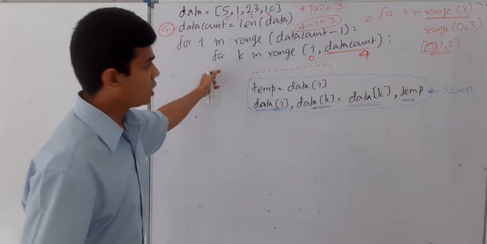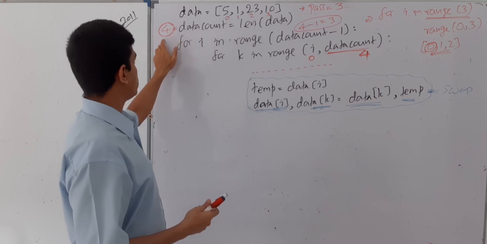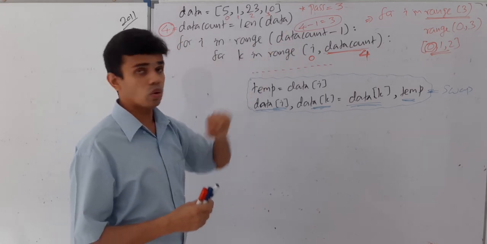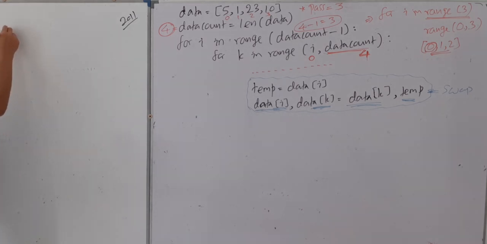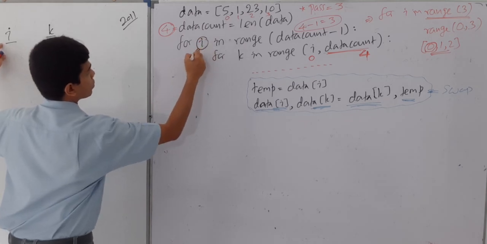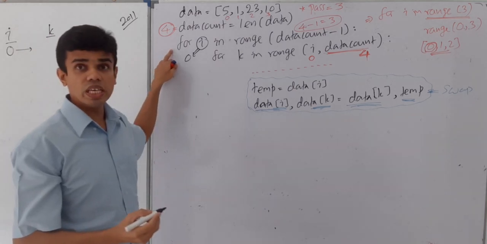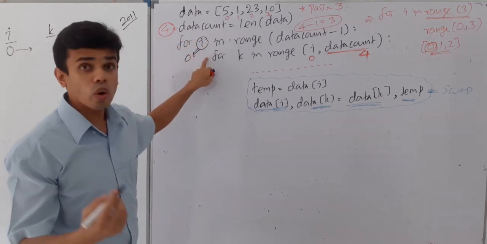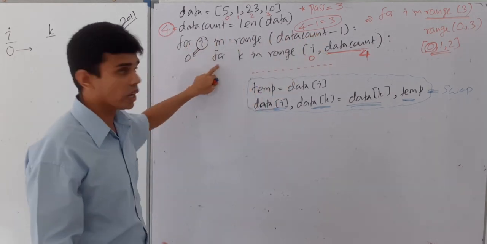Fine. Then I'll execute the code. This is a list. Data count came as 4, for i in range data count. Then if I have to proceed with the output, now here we have the value of the i variable, and then we have the k variable. We'll see. When the variable i is 0, at the initial level, while making the i value 0, we go inside the loop. The i loop is activated. So i is 0, we go in.